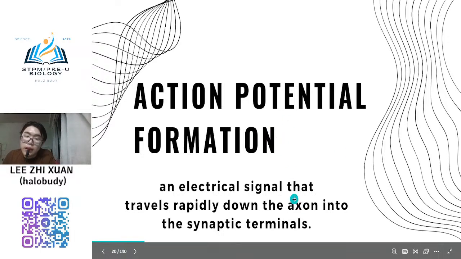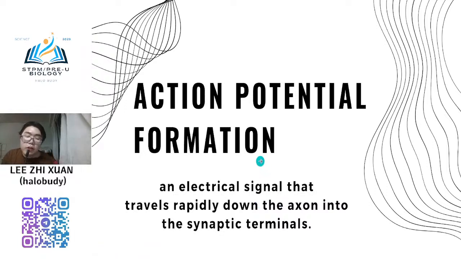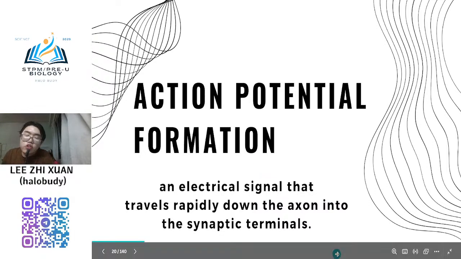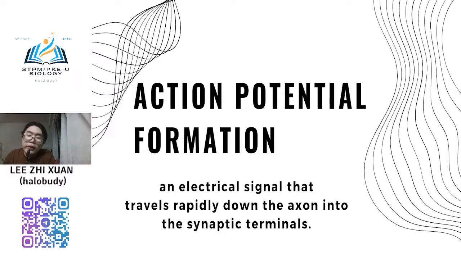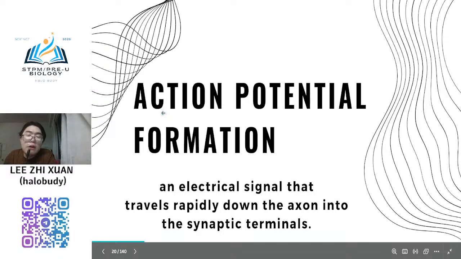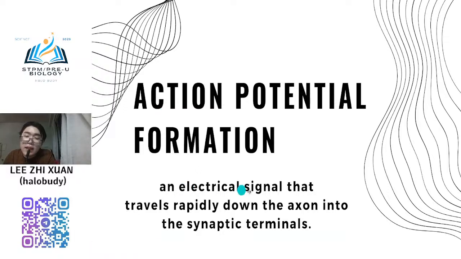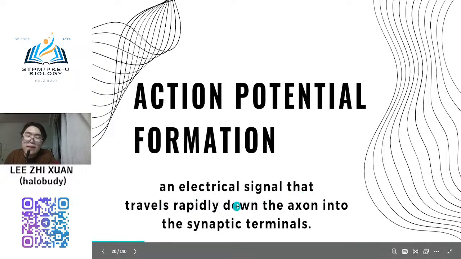Okay, so when we finish up the resting potential, then we will need to focus on action potential. Action potential is when there is an electrical impulse. Just now I said that resting potential does not have an electrical impulse, right? If there is no electrical impulse, that is the resting state, the normal condition. But when an electrical impulse passes through the axon, action potential will be triggered. It is the electrical signal that travels rapidly down the axon into the synaptic terminal, which is the synapse.